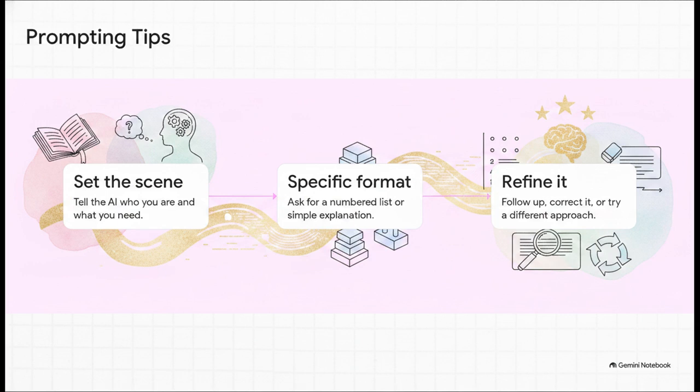Step 2, ask for a specific format. Tell it, "Give me a numbered list," or "Explain this to me like I'm brand new to computers." This forces the AI to organize its answer so it's super easy on your eyes.